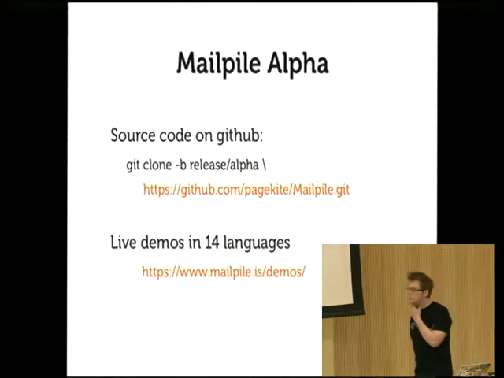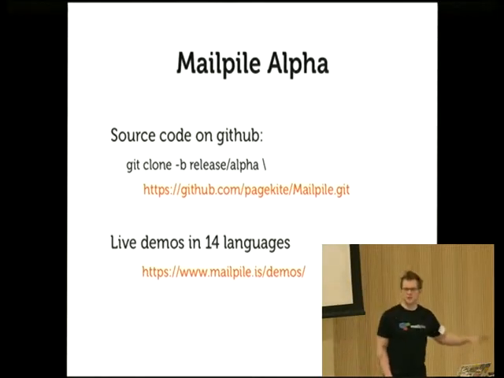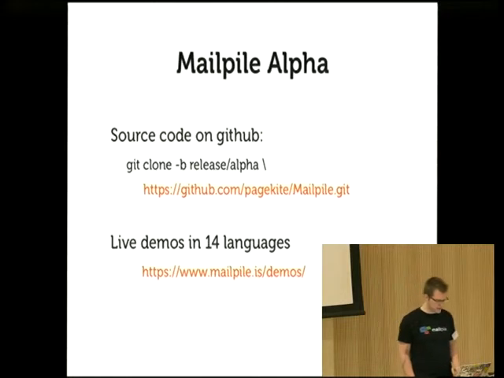You can get the source code. You can clone the alpha release. And from this point on, we're going to try and keep that branch sort of stable for people that just want to look at it. And we'll break things and make things messy on the main branch.